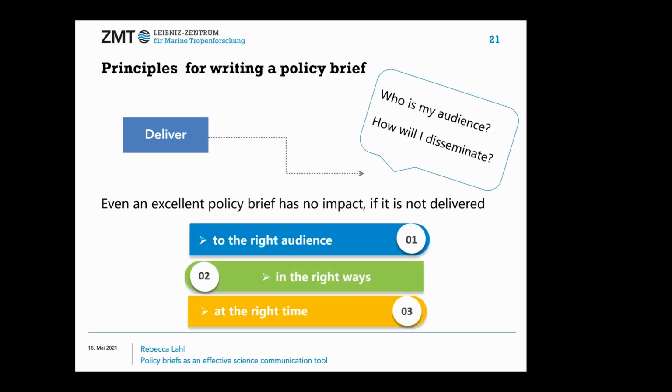Another principle that I find interesting is to deliver. So after you ask yourself who the audience is and how you will disseminate, you actually need to deliver the policy brief. Even if you have an excellent policy brief, it has no impact if it's not delivered, if it just is kept in one drawer and not published. Delivering is not so easy. So you would try to find the right audience in the right ways and at the right time.